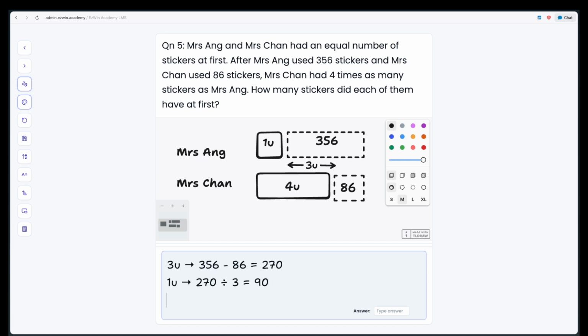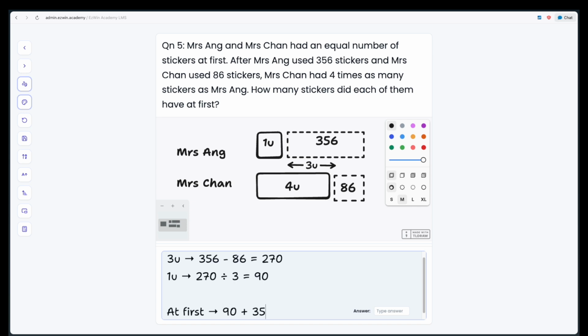So how many stickers did each of them have at first? Either way, you can do either 4 units times 90 or 1 unit plus 356. I'm going to do just Mrs. Ang. So 90 plus 356, and this will give us 446 stickers. All right, there you go. So that's the answer to this question. This is the last question, and that's about it.